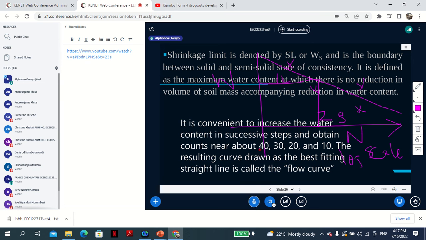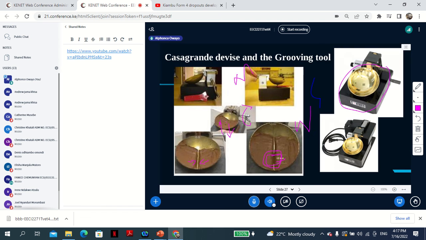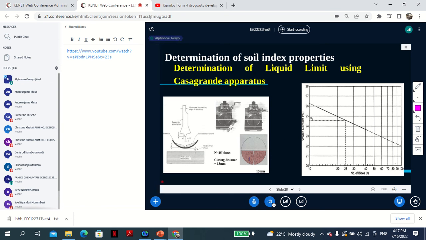So what I wanted to explain is that it's difficult to do, because you don't know how much water to add to give you those number of blows. But to make it easier on your part, with experience, you'll be able to tell. Make sure the number of blows are near 40, 30, 20, and 10 to make it easier to plot on the log scale. So we define the liquid limit as the water content when the number of blows is 25.